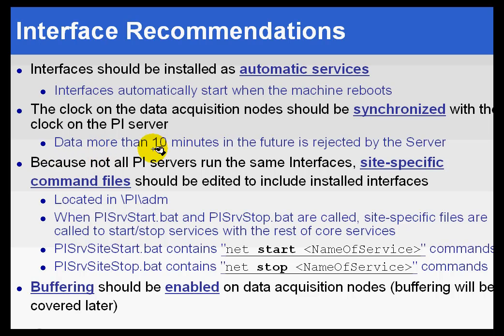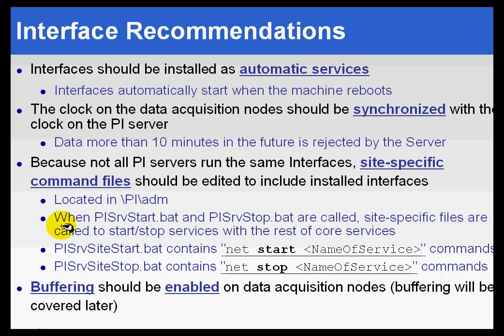You should know that any data that's more than 10 minutes into the future is going to be rejected by the Pi server. It's one of the reasons we suggest you synchronize the two. More specifically, the data source and the Pi server should be synchronized if at all possible. If you're getting timestamps from the data source, then, as I said, if they're more than 10 minutes in the future, that can be a problem for Pi.